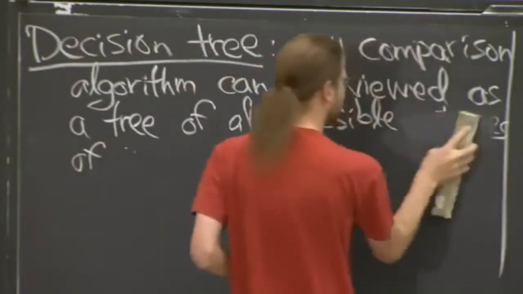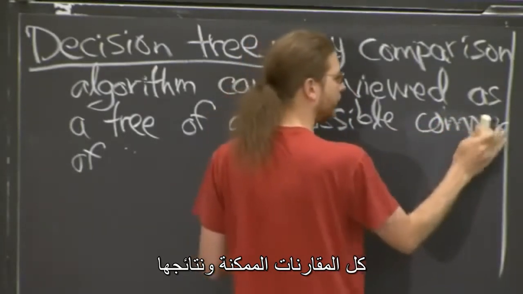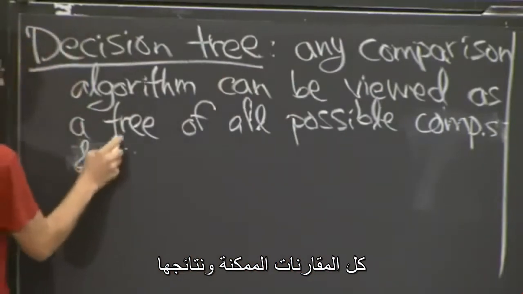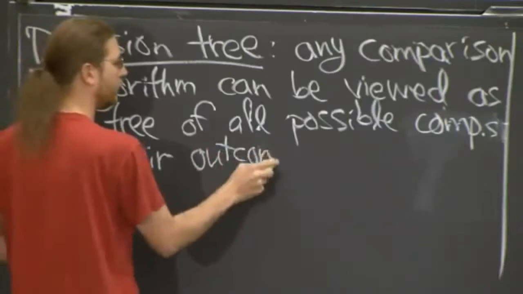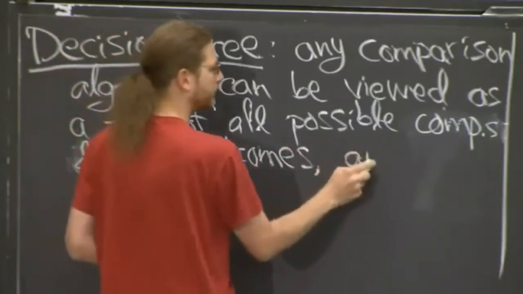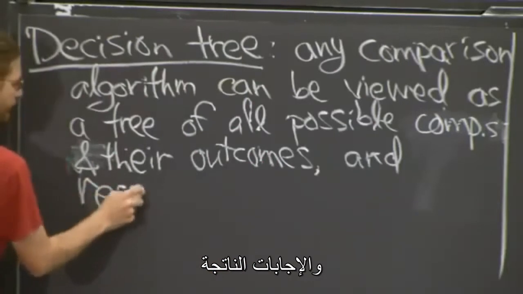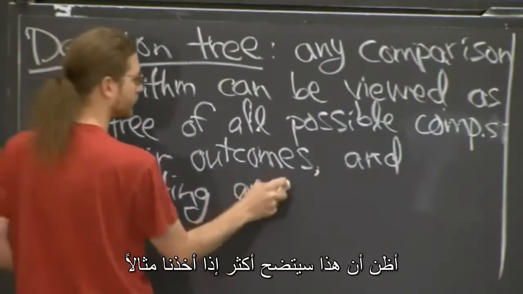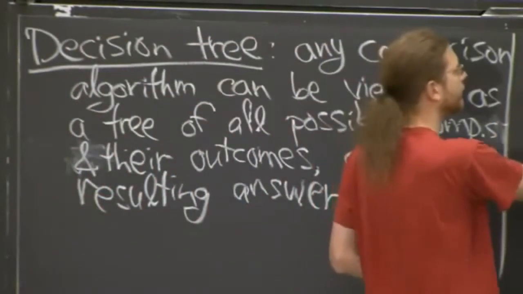Let me change this a little bit. All possible comparisons and their outcomes. And the resulting answer. Okay, I think this will be a lot clearer if we look at an example.